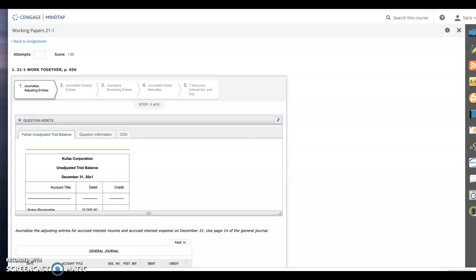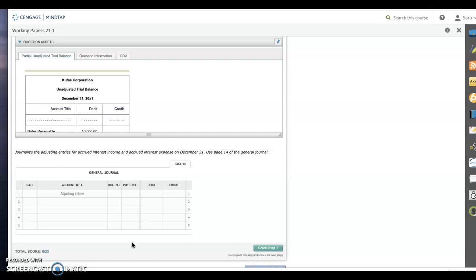Okay, we have 5 things that we are doing here. They give us some pieces of information that we'll need here. And we're going to start out by journalizing our adjusting entries for accrued interest income and accrued interest expense on December 31st.